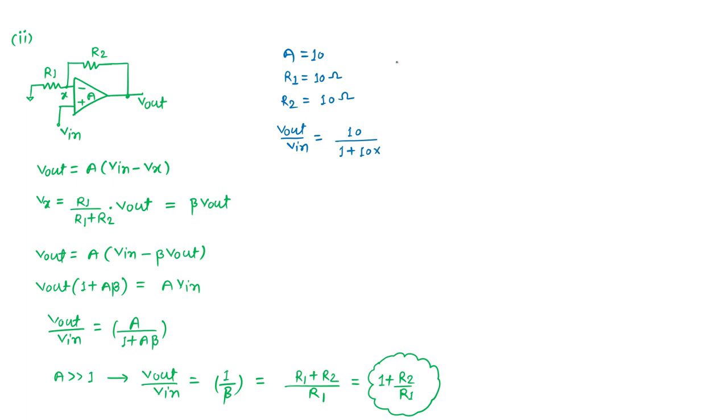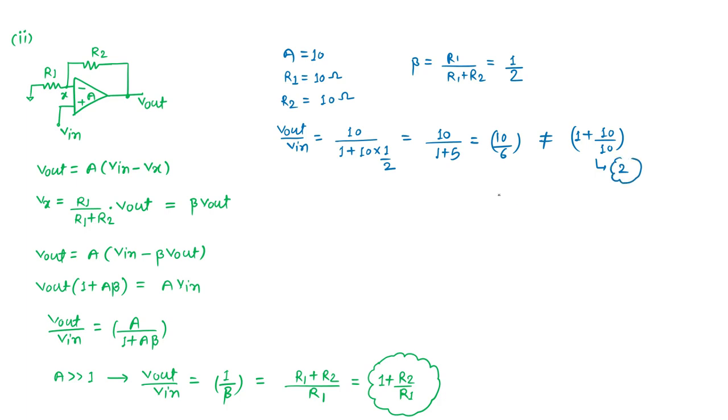A divided by 1 plus A times beta. Here beta is R1 by R1 plus R2, which is nothing but 1 by 2. So A times beta comes to 5. So 10 by 1 plus 5 is nothing but 10 by 6. So it is not equal to your general expression, 1 upon beta, that is R2 by R1 plus 1. Because what is this? It comes to be 2. Or what is this? It is less than 2.